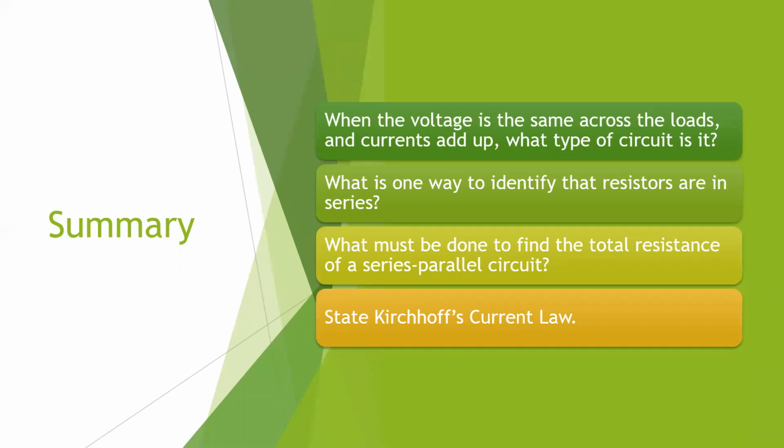But in summary, when the voltage is the same across the loads and the currents add up, what type of circuit would that be? If the voltages are the same across the loads and the currents add up, what type of circuit is that? Nothing? I've put you all to sleep. Oh, there's someone in the chat. Parallel. You're right, Justin. Parallel. Voltages are the same. Currents are adding up. That's parallel. Okay.